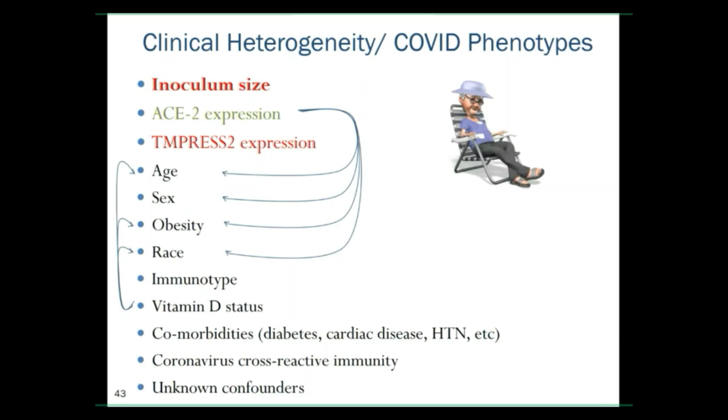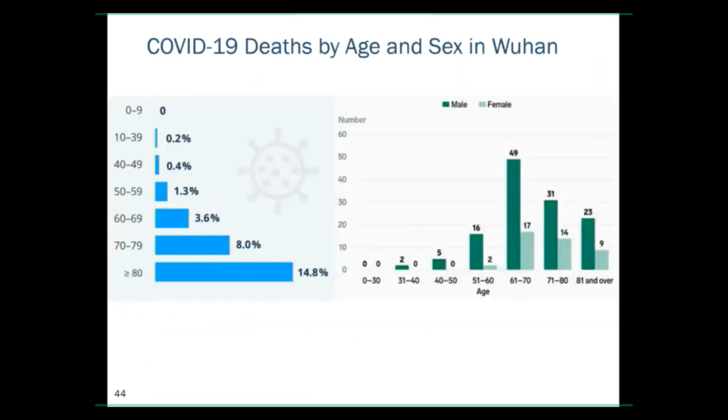So inoculum size matters. Secondly, we have ACE2 expression of TMPRSS2, which happens to be androgen mediated, and then age, sex, obesity, race, immunotype, vitamin D status, comorbidities, the presence of cross-reactive immunity. And many of these factors interact with each other. So as we've said before, age is a really important determinant of mortality. So this is from the early series from Wuhan. You can see the mortality increases dramatically with increasing age.